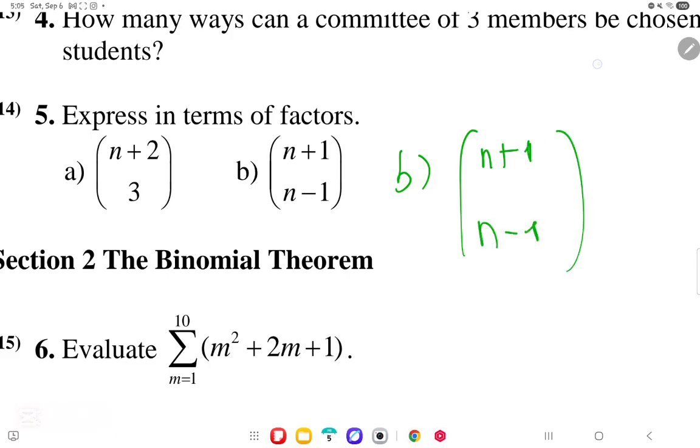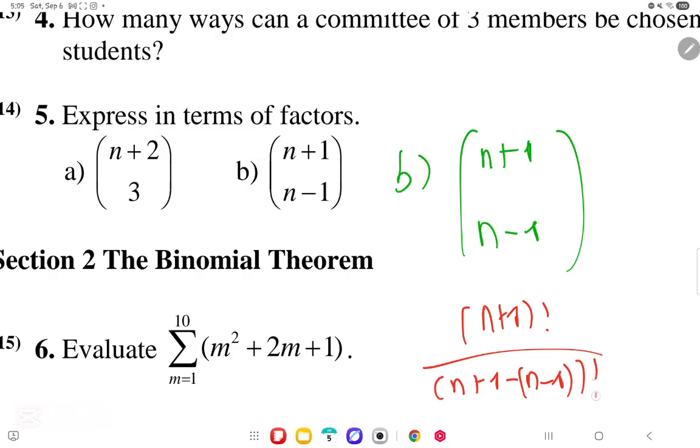So now you need to do the combination. It's gonna be n plus 1 factorial over n minus 1 factorial. Sorry, my bad. Over n plus 1 minus n minus 1 factorial times what? Times n minus 1 factorial. Here, after solving it, you're supposed to get 2 factorial. So this is going to be 2 factorial. And then you will have n minus 1 factorial over here.